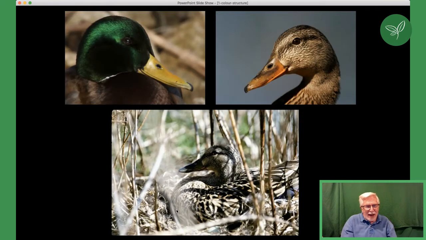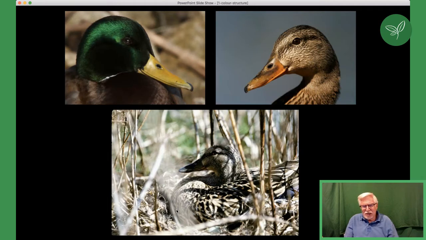Now, when we talk about animals, color is really important. But there's a lot of misconceptions around animals. So the male mallard duck is a brilliantly colored animal. And you've all seen these ducks. The female is not so brilliantly colored. And of course, the question is, why is she not colored? Well, the answer is, she has to be camouflaged. She has to hide in the bush to lay her nest.